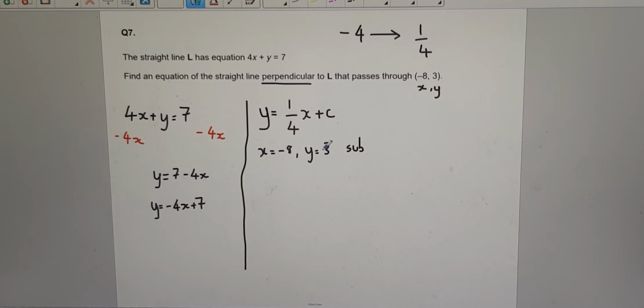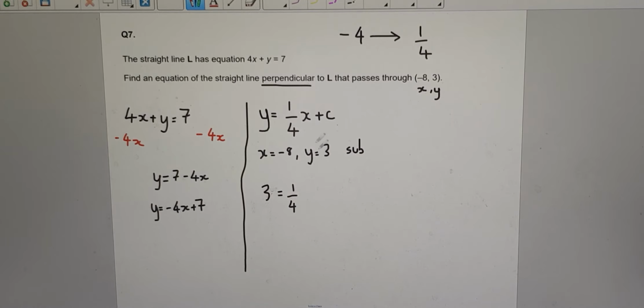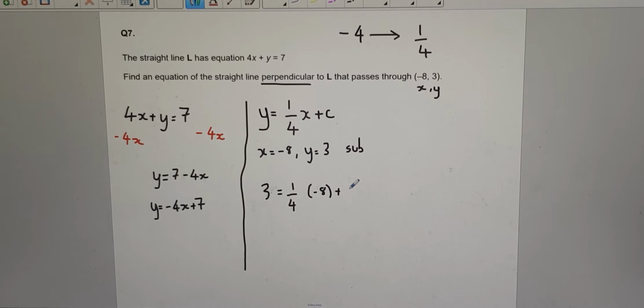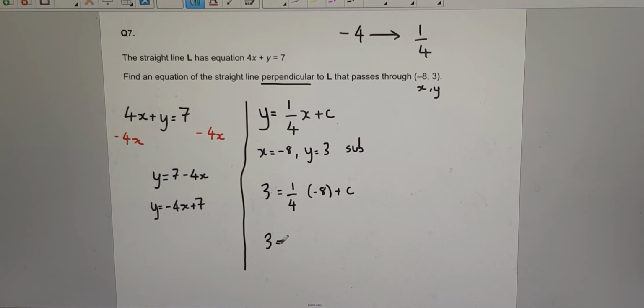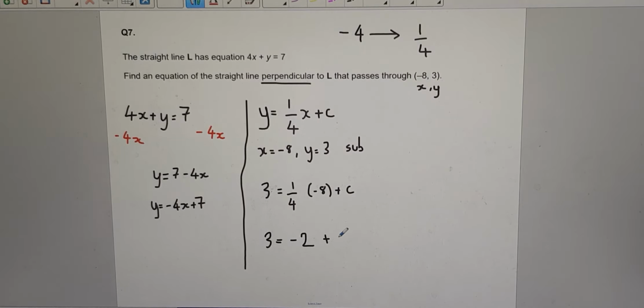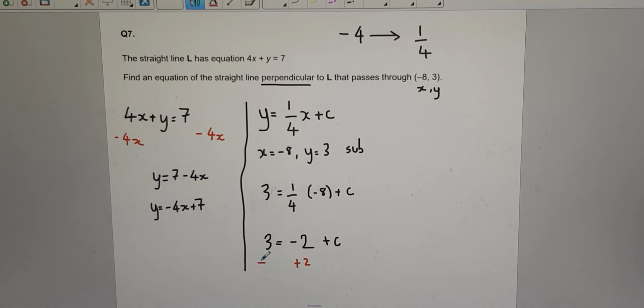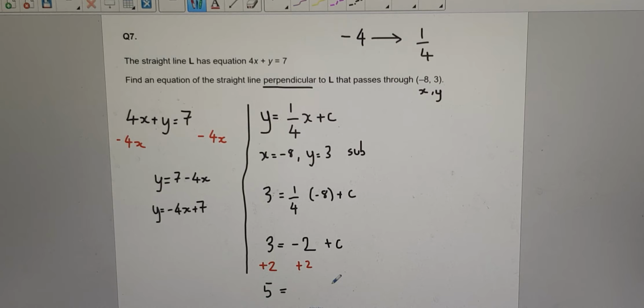So y equals 3 is going to be equal to 1/4 times x. I know x is -8, plus c. 3 equals, well, remember, this is the same as multiplying the numerator, so this will be the same as -8 divided by 4. -8 divided by 4 is -2, plus c. Rearrange to find c. This is -2. Add 2 on both sides. It's going to give me 5 equals c.